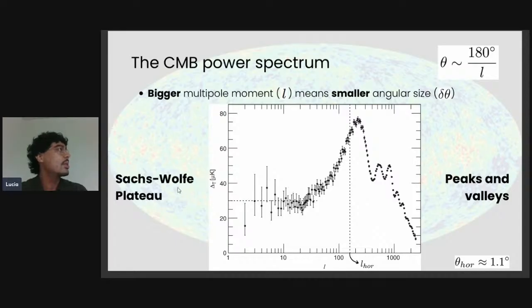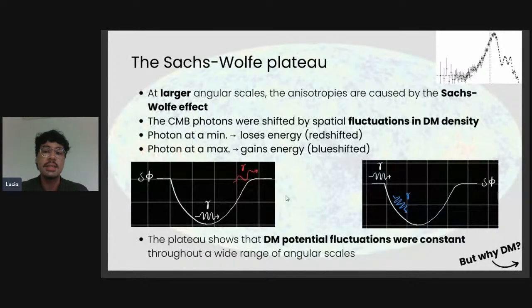So I'll bring a little detail on these two. First, the Sachs-Wolfe effect that causes this plateau. This is basically because at larger angular scales, the photons are redshifted and blueshifted given the spatial position they were at the time of last scattering. So basically, we consider that dark matter was uniformly distributed in the universe, but with some fluctuations in dark matter density that were responsible for these fluctuations in the gravitational potential.